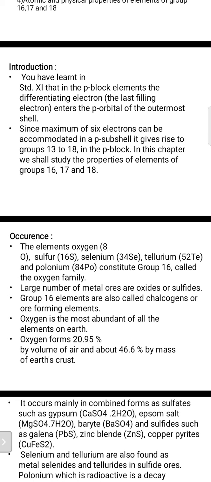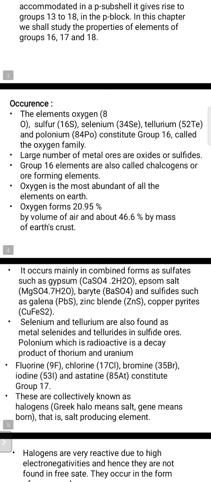Oxygen is the most abundant of all the elements on earth. For respiration, there is a great need of oxygen; without that, a person cannot live. It is the most abundant element in the atmosphere. Oxygen forms 20.95% by volume of air and about 46.6% by mass of the Earth's crust. So it is a huge quantity which is essential to us.